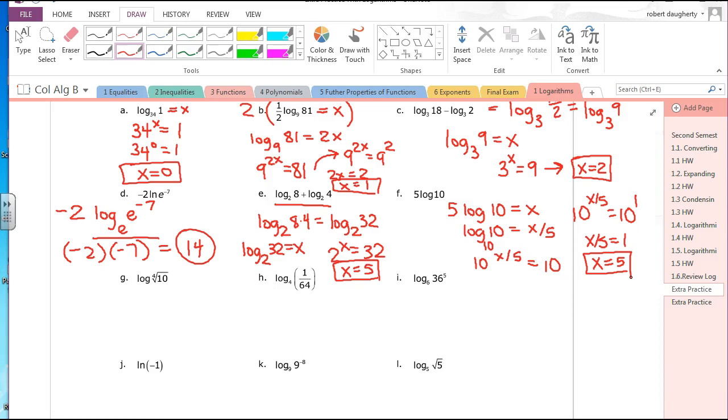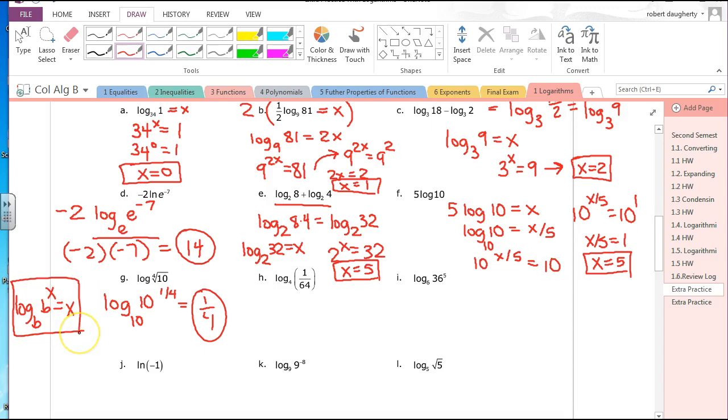Log of the 4th root of 10. Okay, this is the log of 10 to the 1/4 power. Now, if you remember, this is the log base 10 of 10 to the 1/4. This is 1/4, because you know that the log base b of b to the x is equal to x.